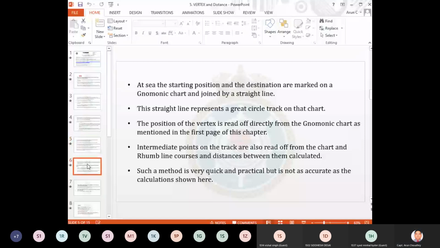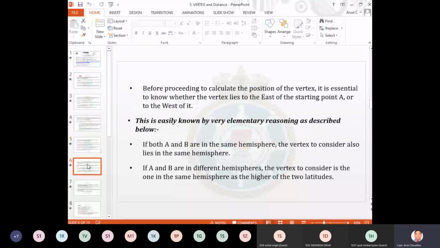Now, before proceeding to calculate the position, it is essential to know whether the vortex lies to the east of the starting point A or to the west of it, or where exactly it is. By drawing the curve you may not realize, because you may be drawing the wrong curve. But if you know what your initial course and your final course are, then you can find out easily where the vortex is.